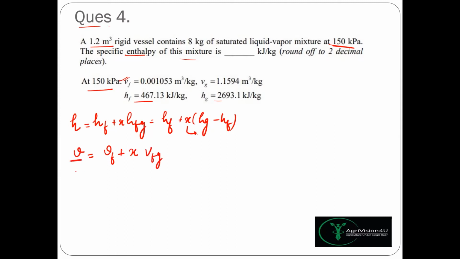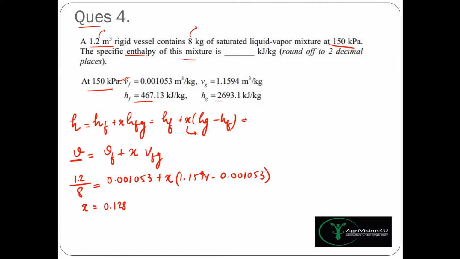So now this total specific volume would be 1.2 divided by 8, right? Because mass and volume are given, so we can divide it and get the specific volume. Vf is already given, that is 0.001053 plus X into Vg minus Vf, that is 1.1594 minus 0.001053. Now we will be calculating this. I've already calculated, and the value of X that you will be getting from here would be 0.128. Right, so we have got the dryness fraction, which is equal to 0.128.